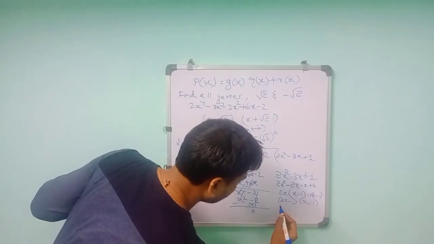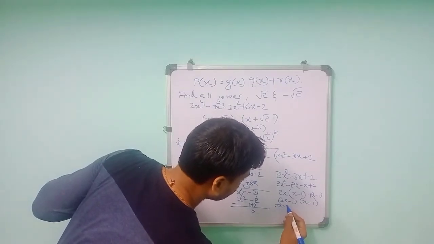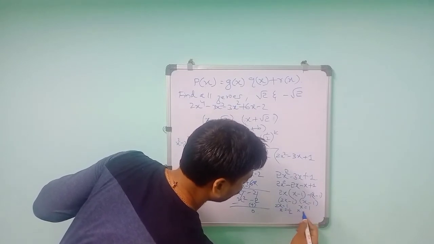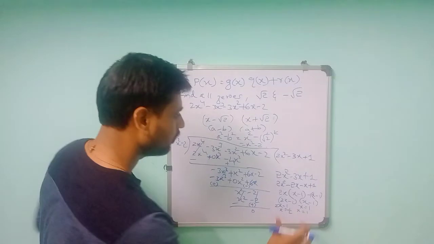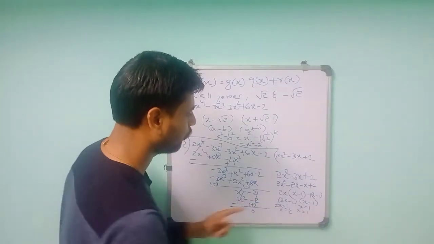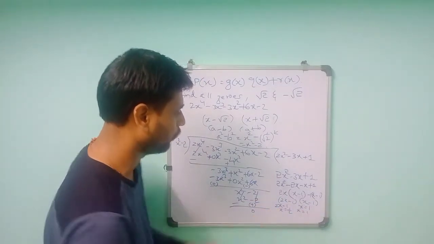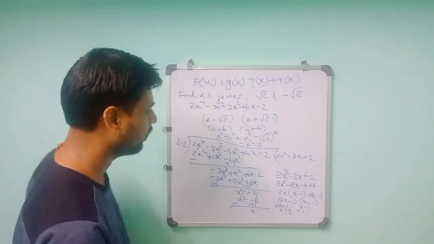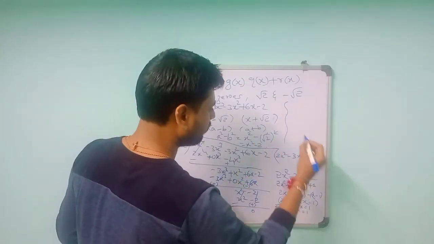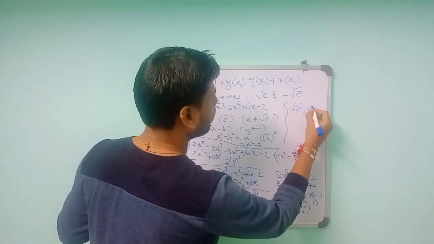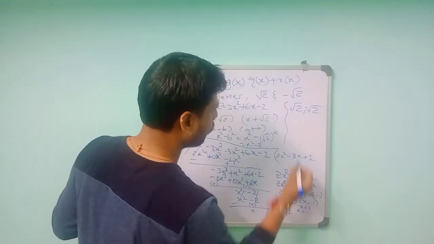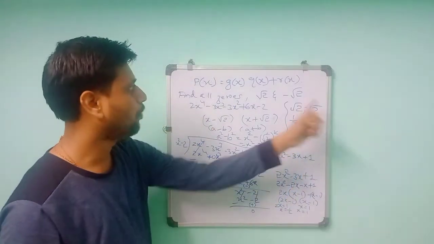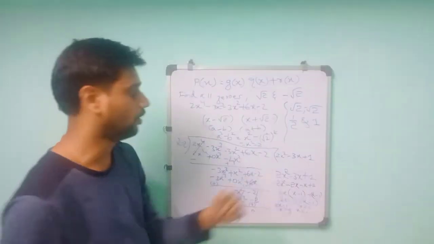So the values will be: 2x is equal to 1, x is equal to 1. We are converting these two factors into 0. So 2x minus 1 is equal to 0, then 2x is equal to 1, x is equal to 1 by 2. This one, x minus 1 is equal to 0, so 1 goes, that's x is equal to 1. So the given zeros are root 2, minus root 2, and the roots are 1 by 2 and 1.